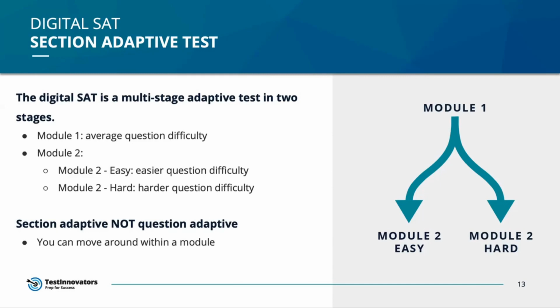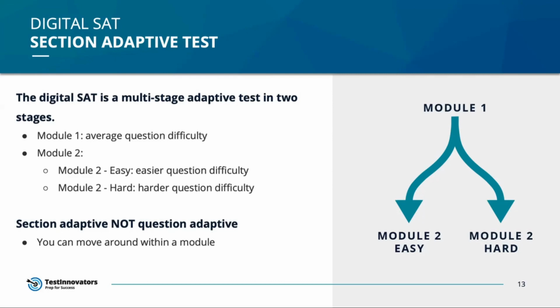Well, the answer is a bit technical, and I'm going to try to answer it without getting too technical, but the digital SAT relies on something called item response theory, or IRT. This is generally how adaptive tests work. They rely on this thing called item response theory. Now, I'm not a psychometrician, but here's my understanding of how this works.